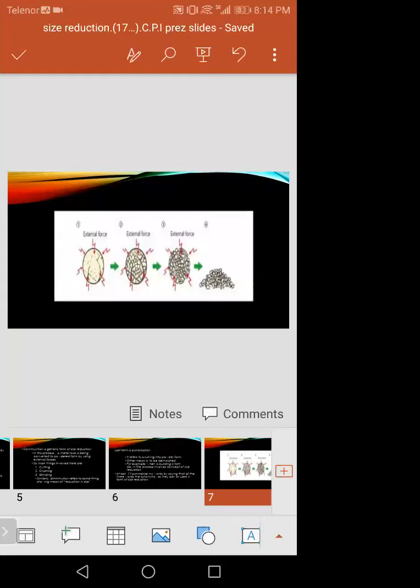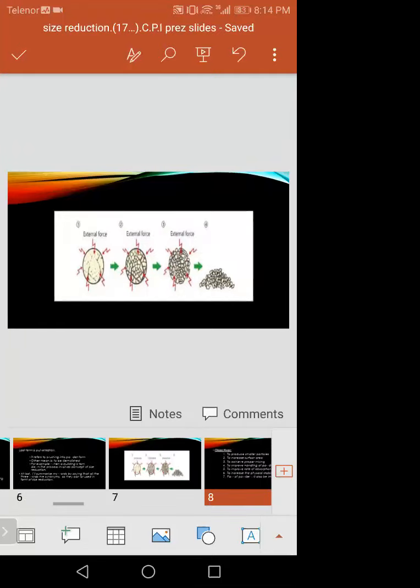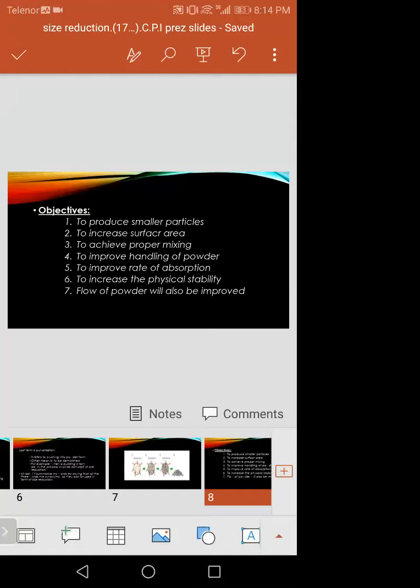Now you can see here in this diagram, there is a bigger particle, and when we apply external forces, we can convert it into smaller ones or into powder form. And the external forces, as I have earlier explained, may be any mechanical external force, such as cutting, grinding, crushing, and whatever you can use. So next, there are objectives.